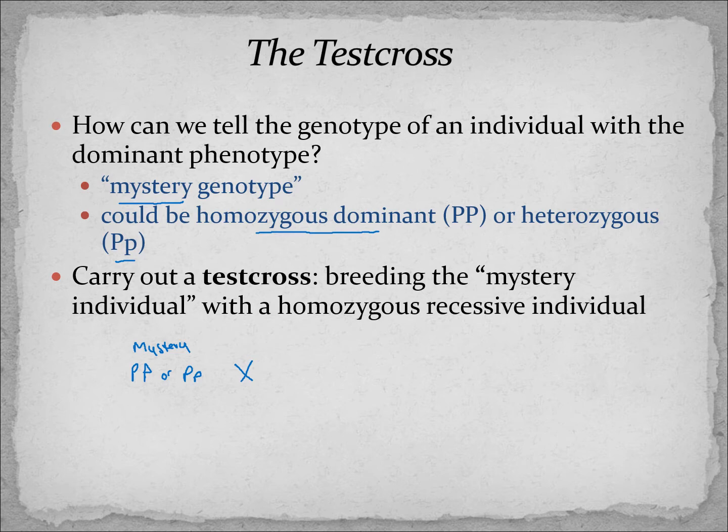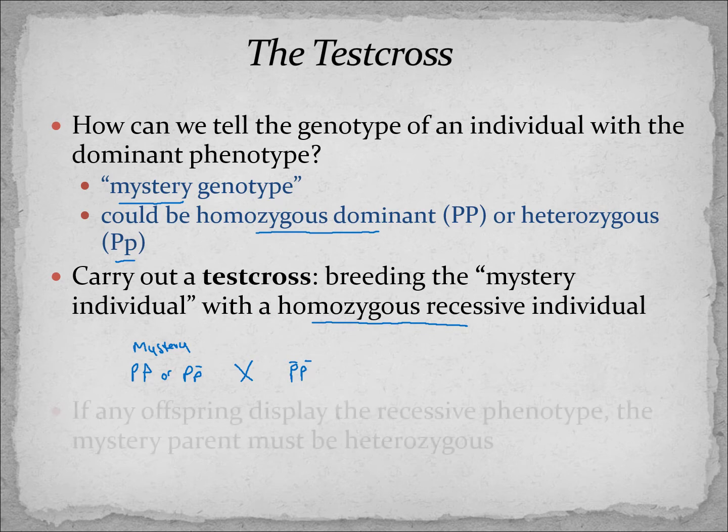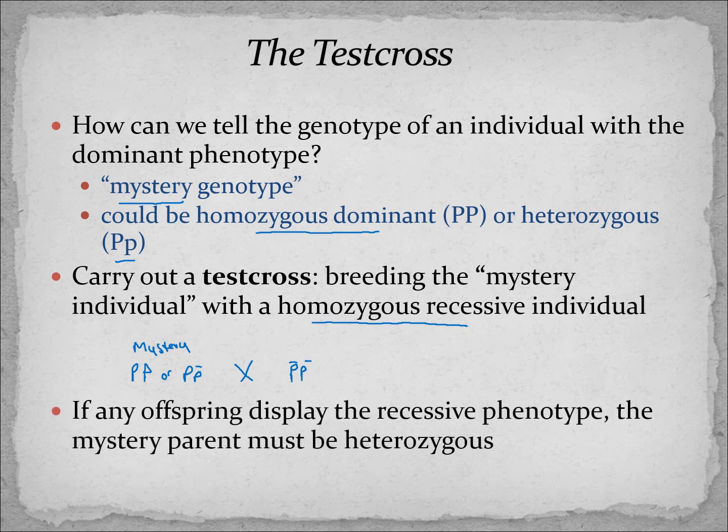And you want to cross it with something that's known, right? So you want to cross it with a genotype that's actually known. And the only way you're going to know a particular genotype is if it has the recessive phenotype. Because you know that for an individual to express the recessive phenotype, both the alleles must be the recessive allele. So here I have two lowercase p's. That's the instance where you would want to do a test cross.